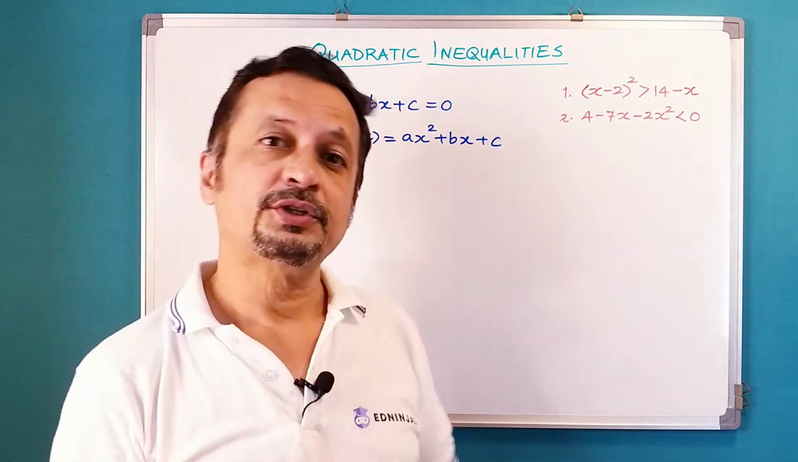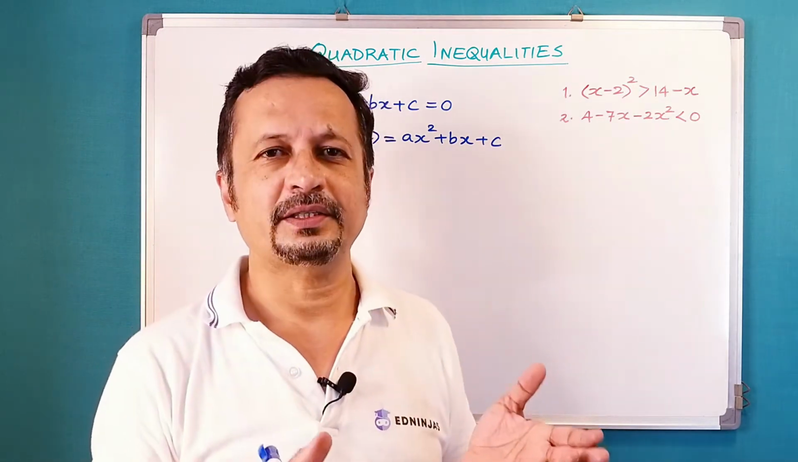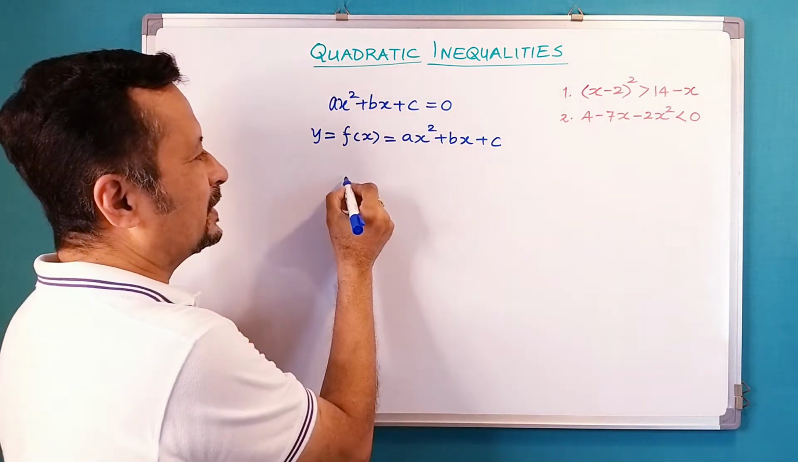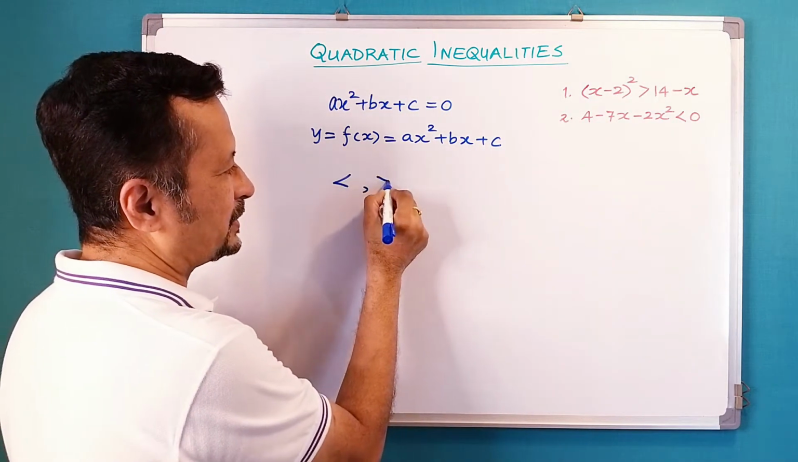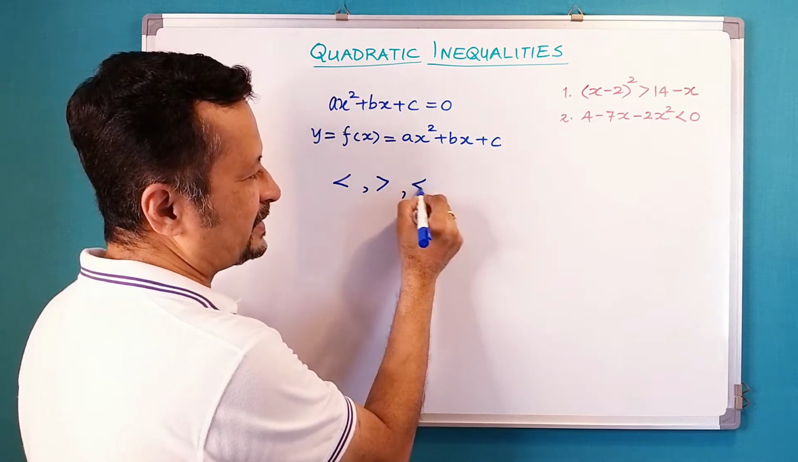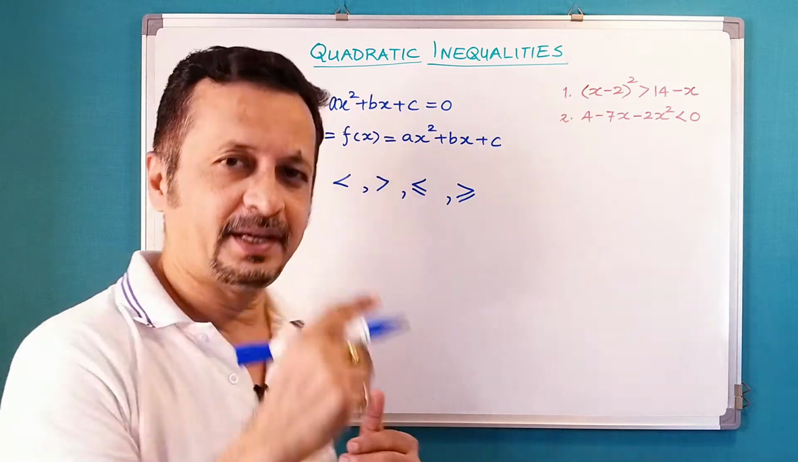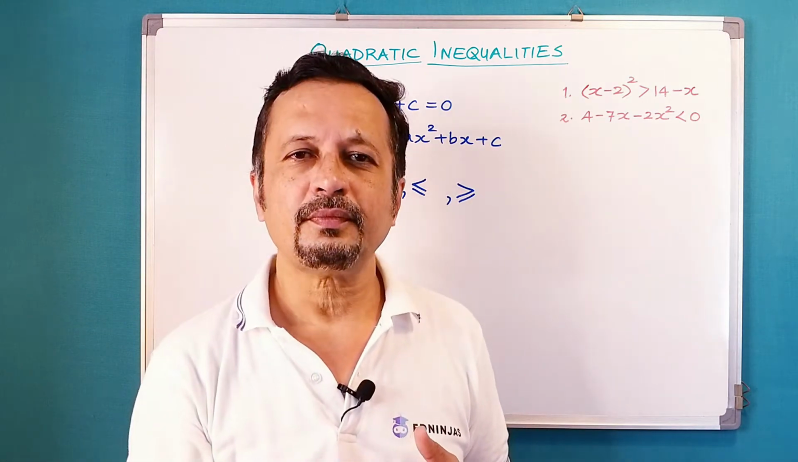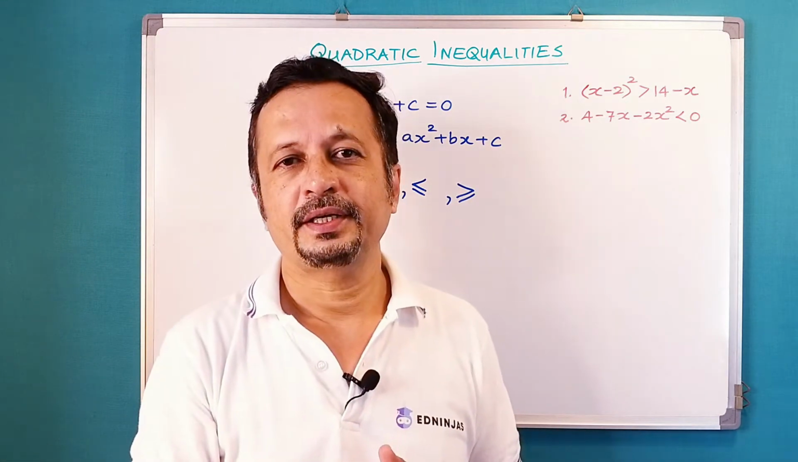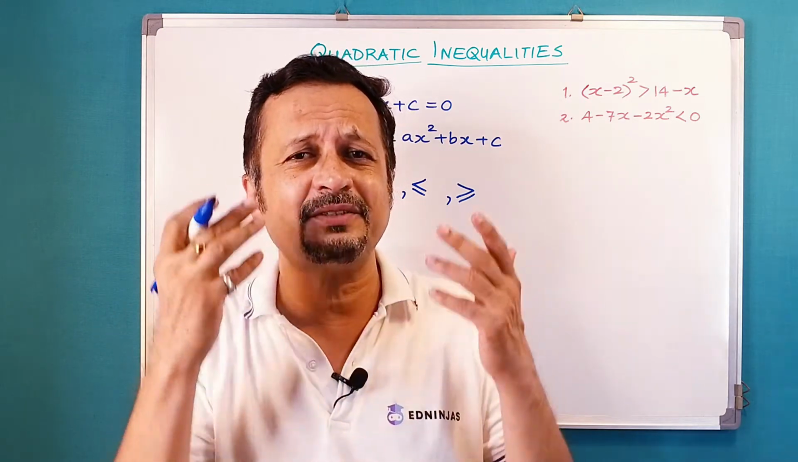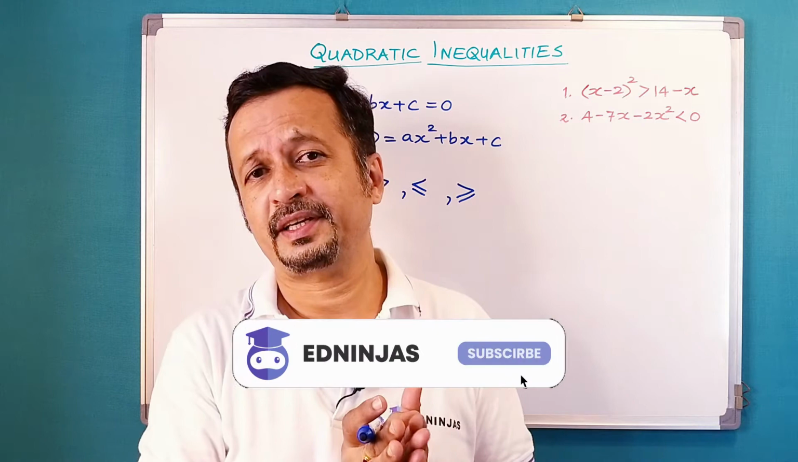Now when we talk about quadratic inequalities, then this equal to sign will be replaced by less than, or greater than, or less than or equal to, or greater than or equal to. Any one of these four signs. So that is what quadratic inequalities are. Now how do we solve a quadratic inequality? Basically, what does it mean to solve quadratic inequalities?